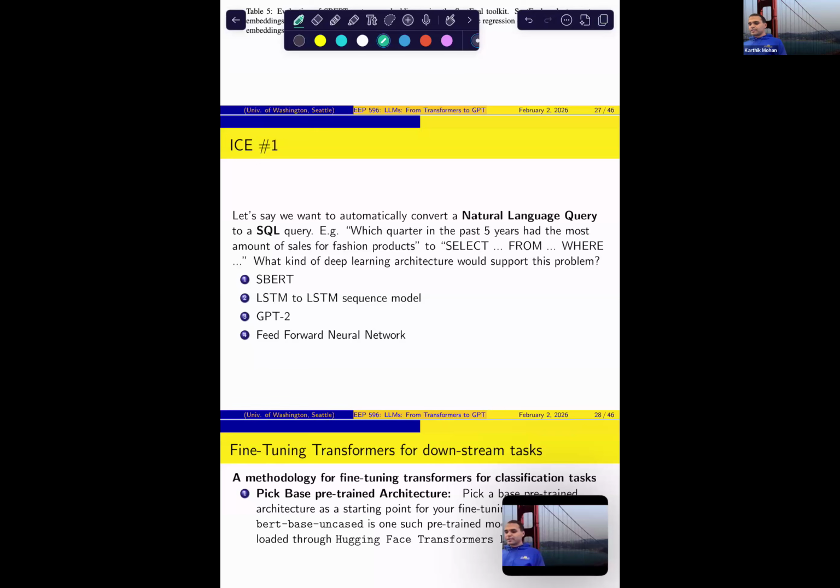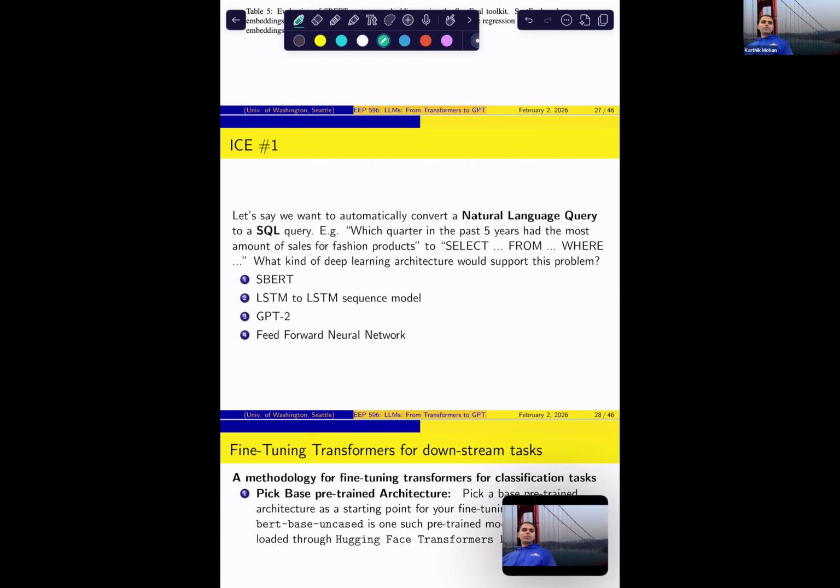If you're looking at sentence BERT or feed forward neural network, they're discriminative models, so you're not going to get generation going from there. LSTM to LSTM is like you train one LSTM to understand the natural language query, the other LSTM to output SQL tokens. This is how it used to be done back in the day. We don't do this anymore, but it's still something that will give you some results. It may not be the best, it might have poor performance, but it works. And then GPT-2 as well, because it's a generative model, so you can generate SQL tokens given natural language tokens.